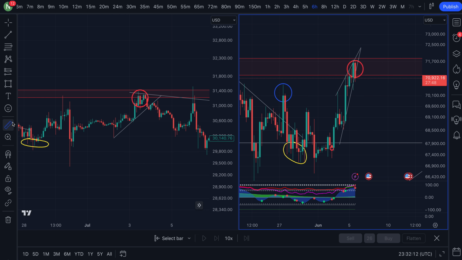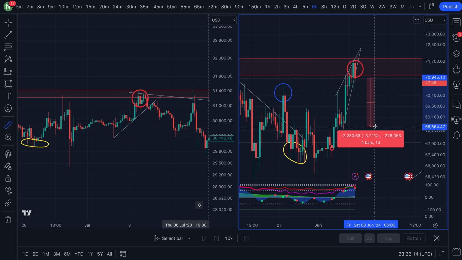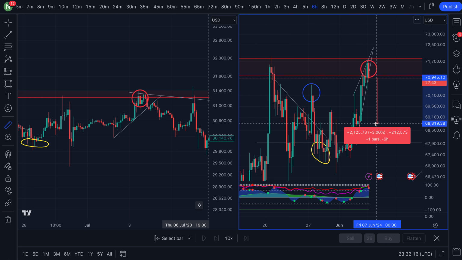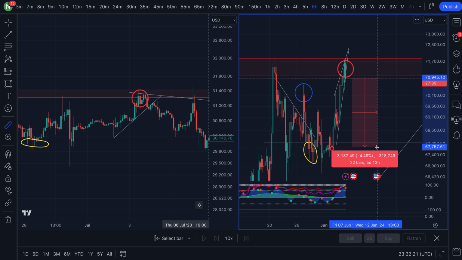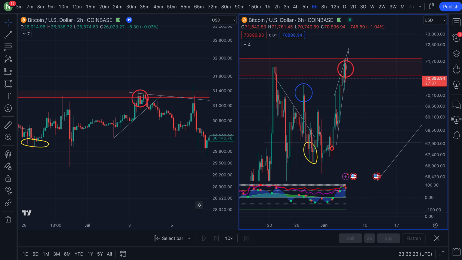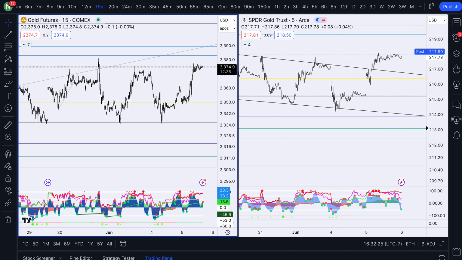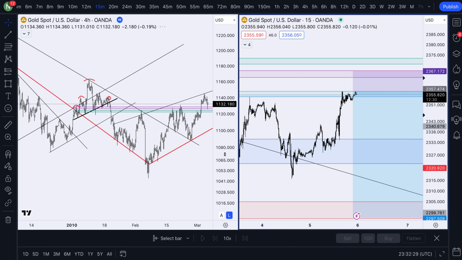Not a crazy amount of profit. Like, let's see here. 3%, it's not bad, not bad at all, but nothing crazy like GME and gold, which I'm going to be going over. So next up, let's go over gold. Let's see here. I think it's this one.